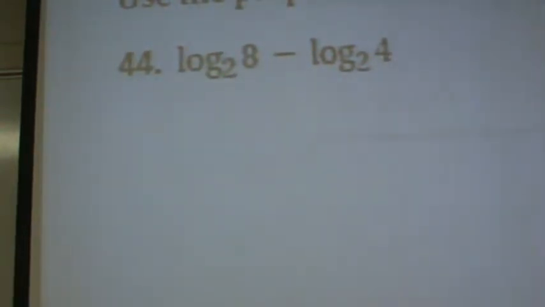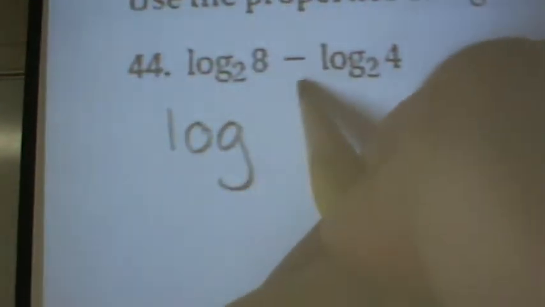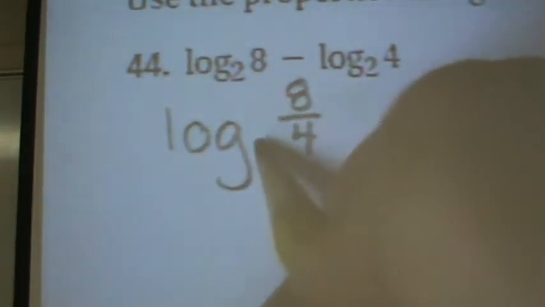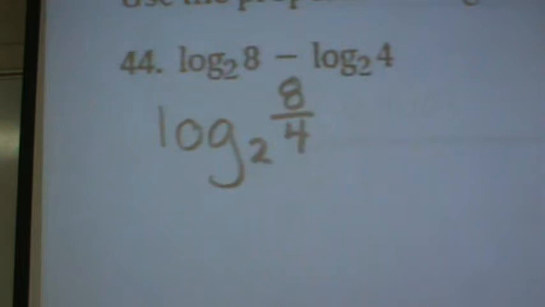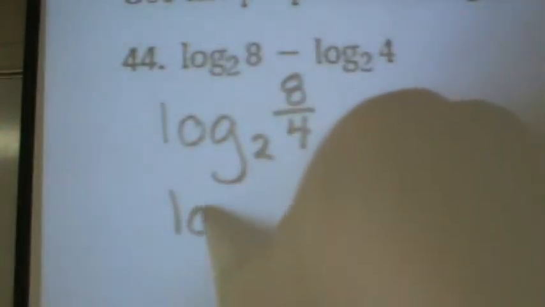Log 8 over 4 with the base 2. Say it again. Log of 8 over 4. Now, Felicity, why did you divide? Because when you subtract, you divide. Awesome. Now, see if you can do one more thing. 8 over 4, does that look familiar? What is that? 2. 8 over 4 is 2.